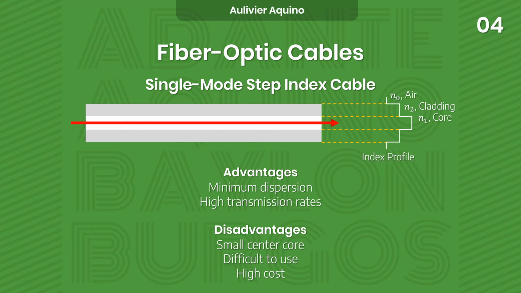For the disadvantages, the first one is small center core. Because of the center core being small, it is difficult to couple light into and out of the fiber. In addition, a highly directive light source is required to couple light into the fiber. It is also difficult to use. And lastly, it is high cost. It is expensive and difficult to manufacture.